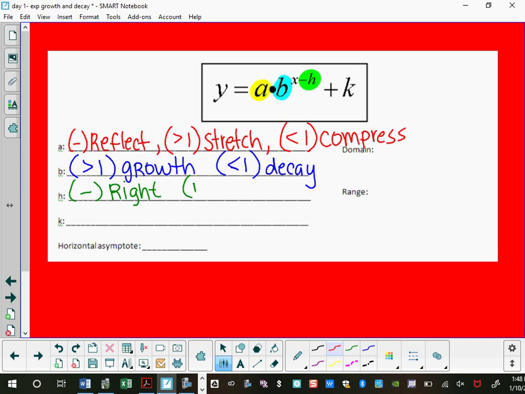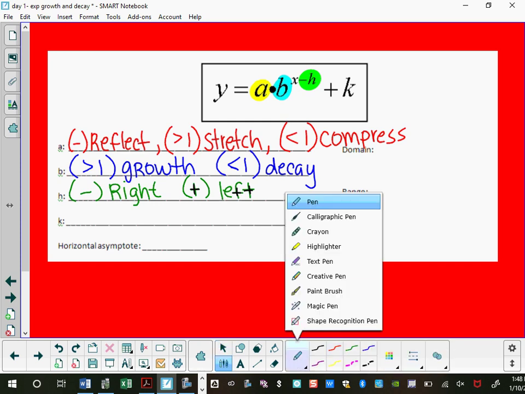So if it's a positive h, you go to the left. You guys have to remember my mnemonic device for this too. I think about the plus sign and left. I can make a plus sign twice in the word left. That's just my reminder. Plus is left. And then we all should get the very last one.